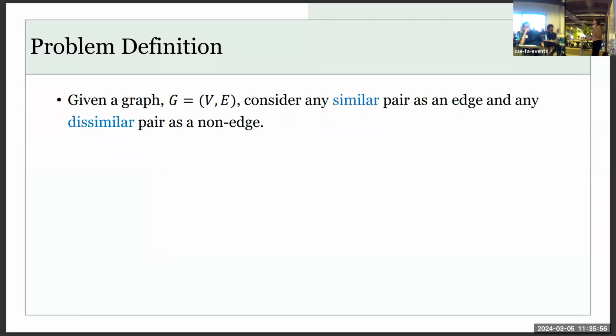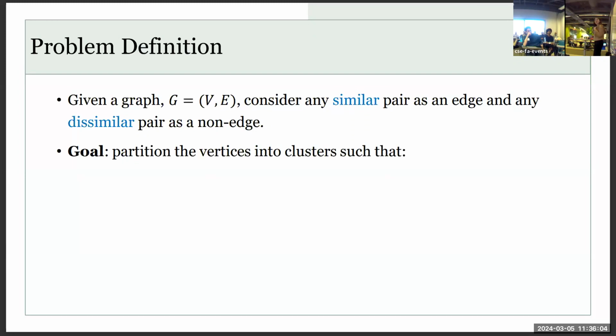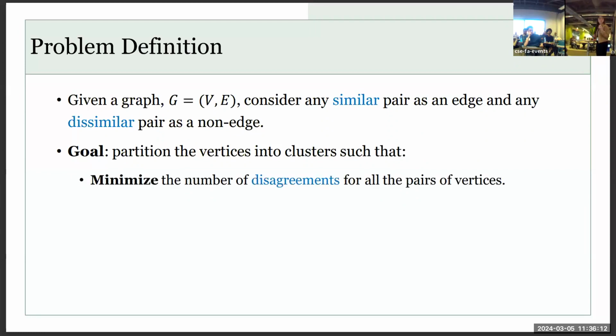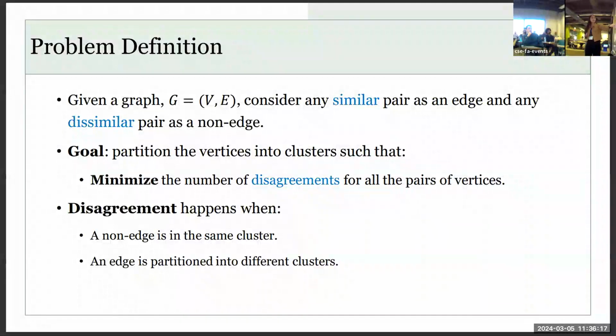So in this talk, I'm going to use the definition of graphs, where a similar pair is an edge and a dissimilar pair is a non-edge. Our goal will be to partition the vertices into clusters such that we minimize the number of disagreements in the graph. By disagreement, we mean when we cluster two endpoints of a non-edge, we get a disagreement. And when we partition two endpoints of an edge into different clusters, then we also get a disagreement.